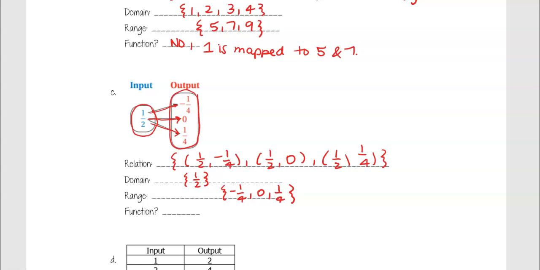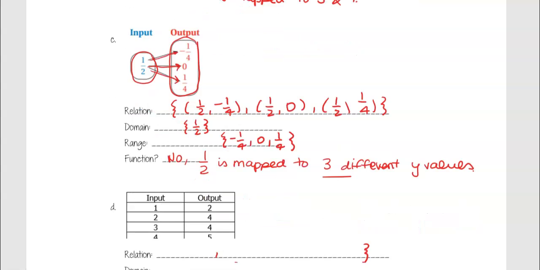Is it a function? Does every x value go to one y value? Well, no. 1/2 is mapped to 3 different y values, and we are not allowed to have that. Every x value needs to be mapped to exactly one y value.